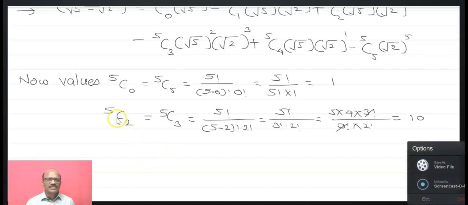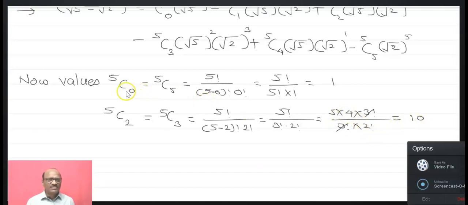Now see this again. 5c3, 5c2, 5 factorial. I had applied a formula for this: 5 factorial upon (5 minus 2) factorial into 2 factorial, 5 factorial upon 3 factorial into 2 factorial. Now this 5 factorial can be reduced up to 5 into 4 into 3 because we can cancel it, simplify it. Therefore 5 into 4, that is 20, 20 upon 2, that is nothing but 10.